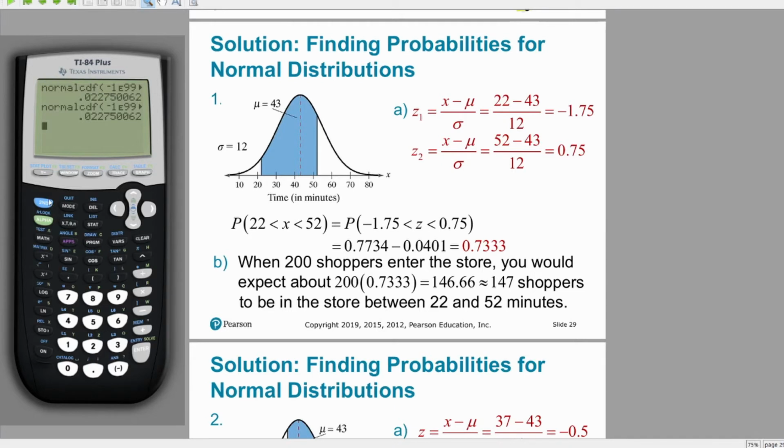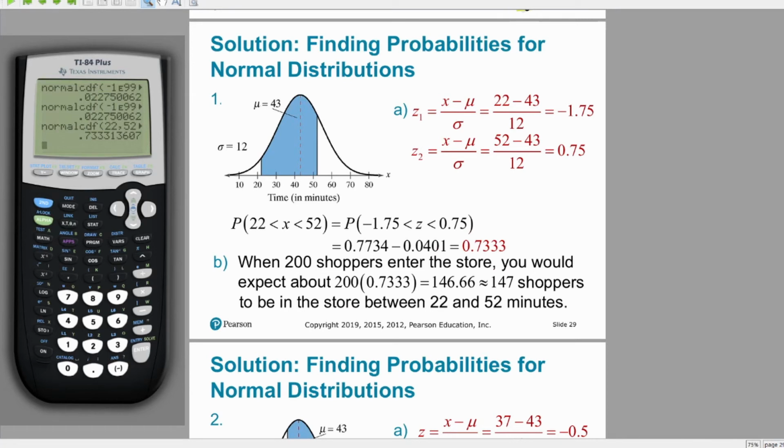But for this, what we can do is go into our normal CDF, put in the lower bound here of 22, the upper bound of 52, with a mean, in this case, of mu equals 43, and the standard deviation, sigma, in this case, is 12. Put all those in there, make it run, and as you can see, up to specificity we get the same answer.